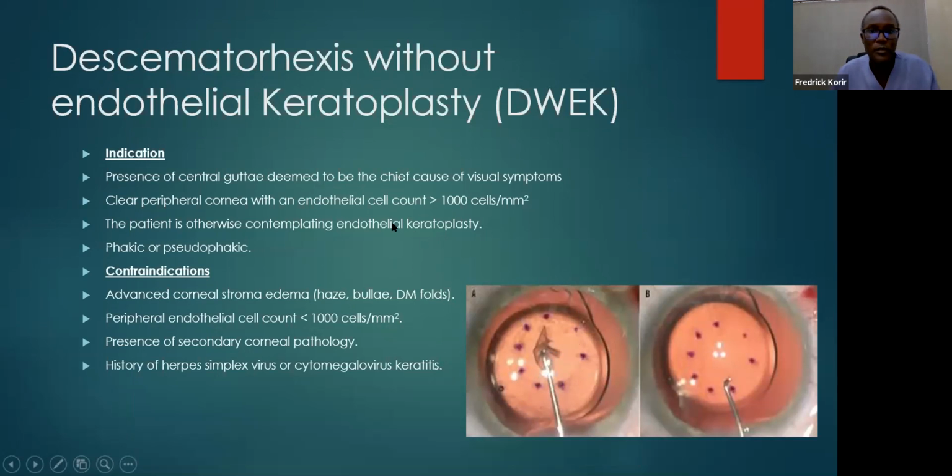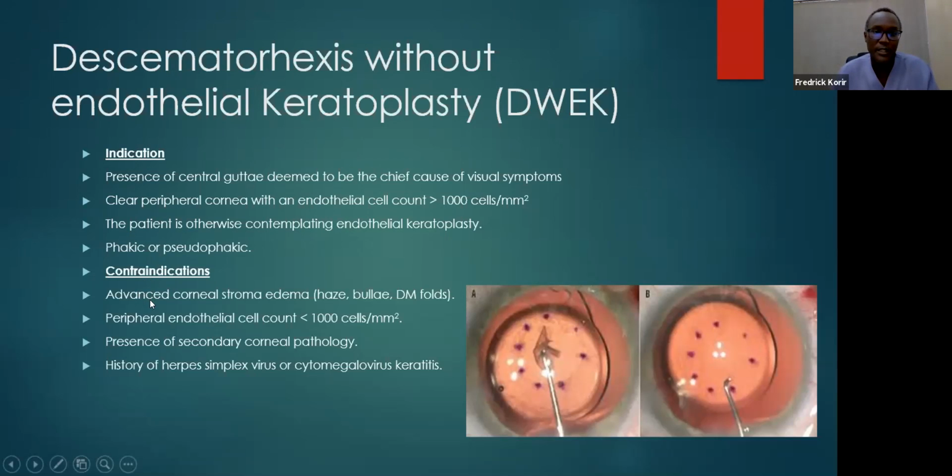But for very specific patients. These are patients who have the presence of central guttae deemed to be the chief cause of their visual complaints. They have a clear peripheral cornea with an endothelial cell count of about 1,000 cells per millimeter in the periphery. Then these are patients in whom you are otherwise contemplating endothelial keratoplasty, so that if it fails, the patient knows that you still need to do endothelial keratoplasty. It can be a phakic or pseudophakic patient.